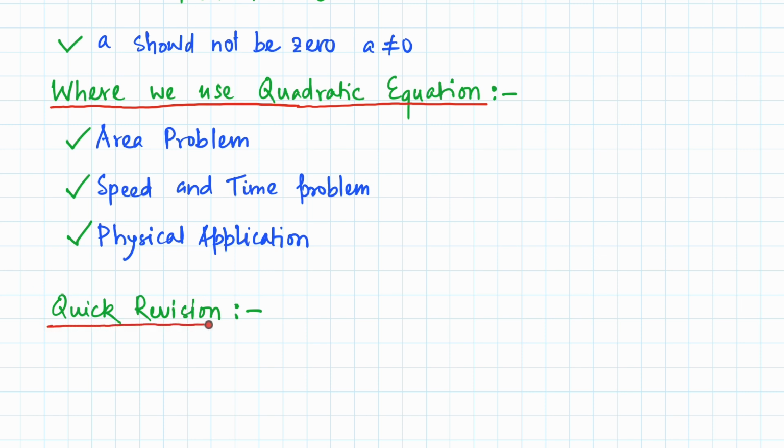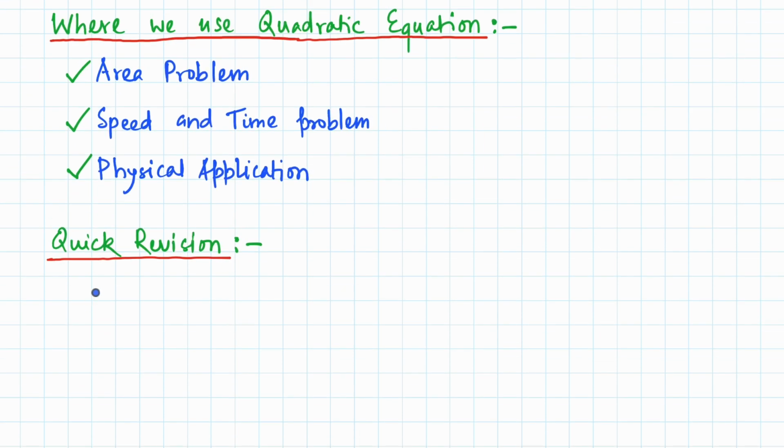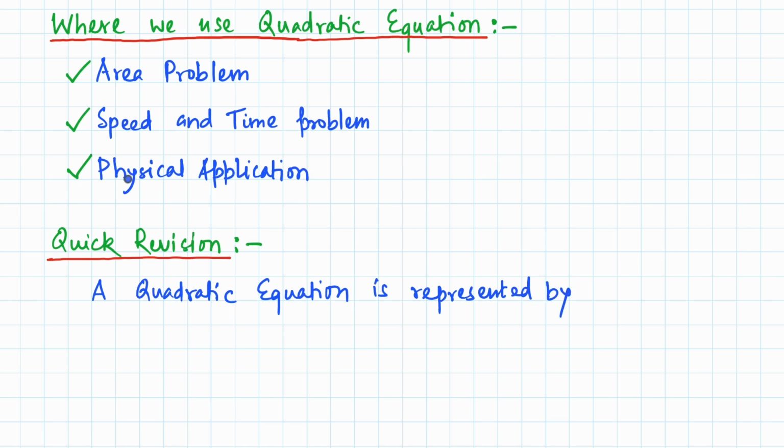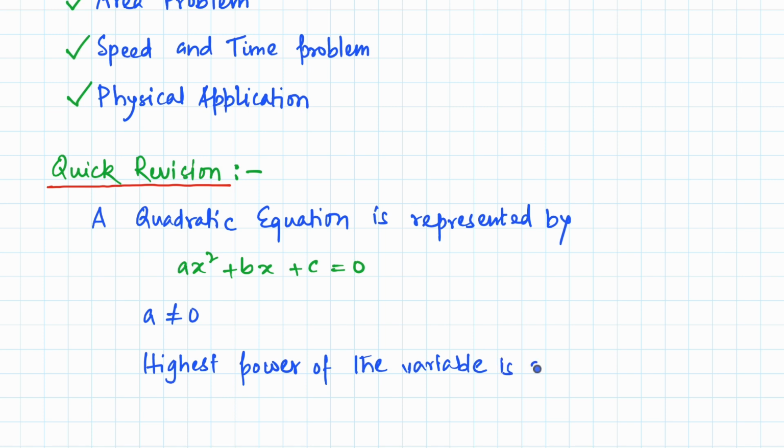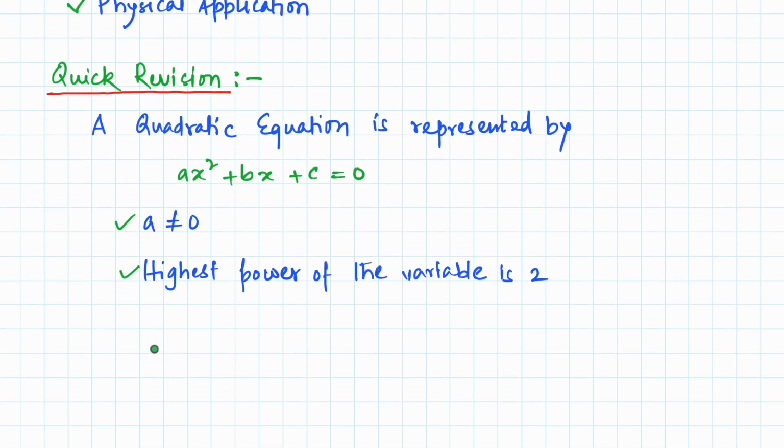Let's now have a quick revision. First we have learned what a quadratic equation is. A quadratic equation is represented by ax square plus bx plus c equal to 0, where a should not be equal to 0 and the highest power of the variable should be 2. These are the two important conditions for a quadratic equation.